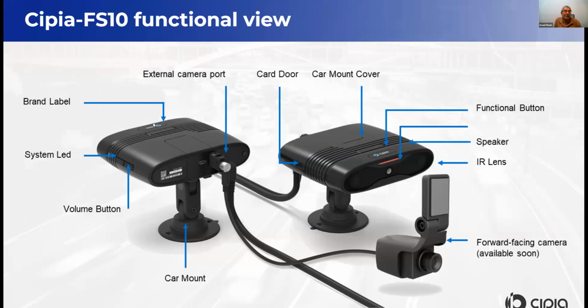We have a logo here. You can have it as white labeled or with the Cipia logo. System LED with a few indications, 3 colors, 3 rates, a volume button, and of course the mount that can come from the bottom and the top and allows us to hook the device either to the dashboard or the windshield.